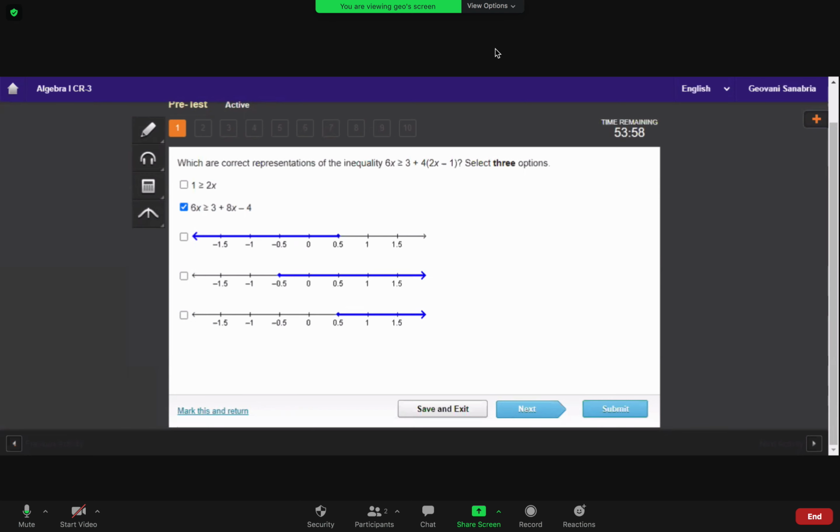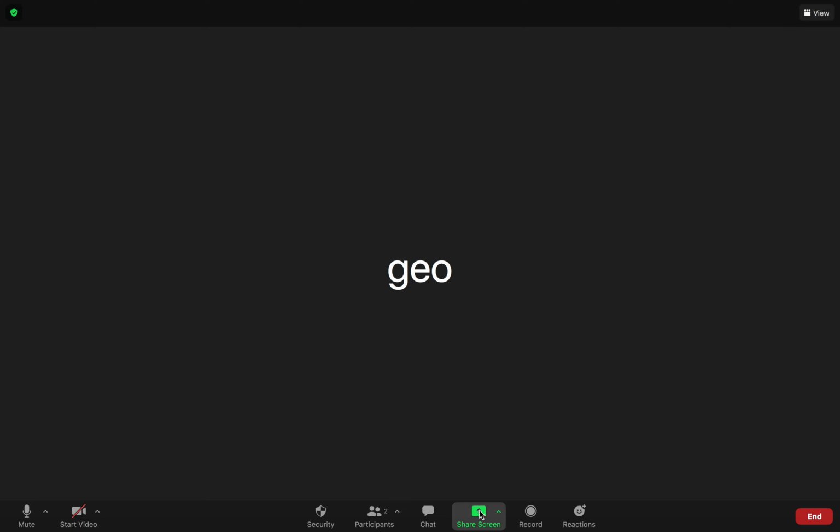Now here's the tricky part. Actually, can I show you something real quick? You don't have to pause it or anything. This will be quick, but can I share something? Yeah.